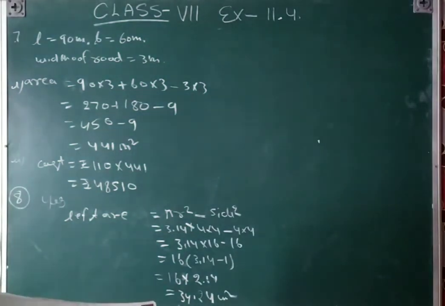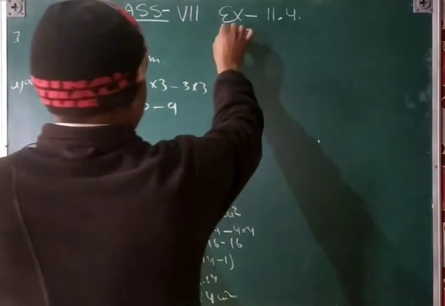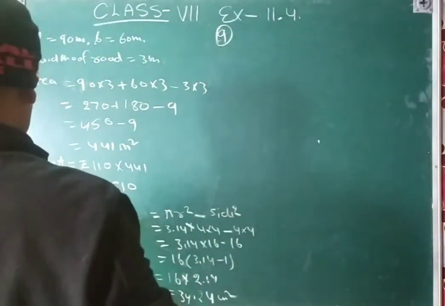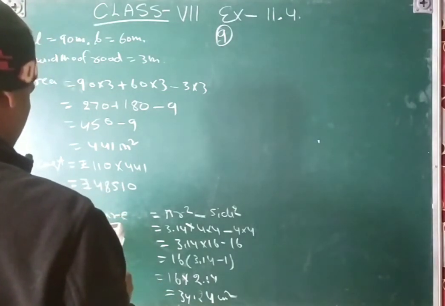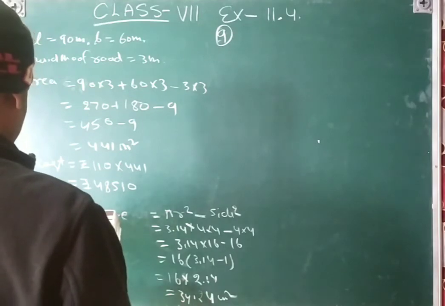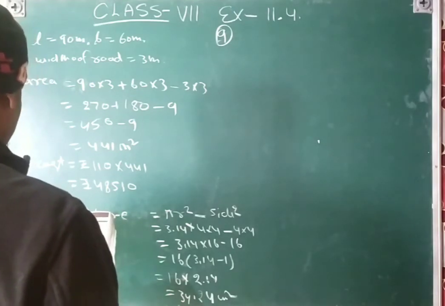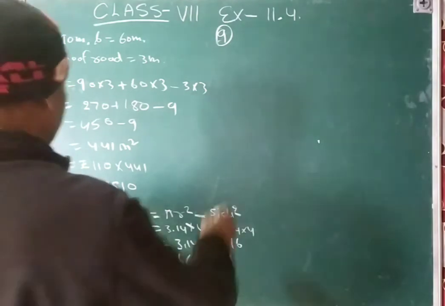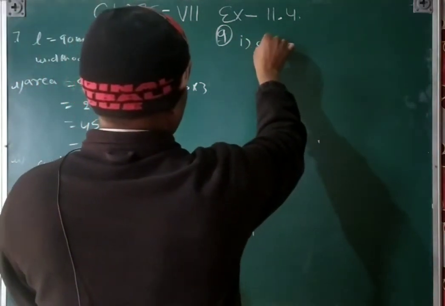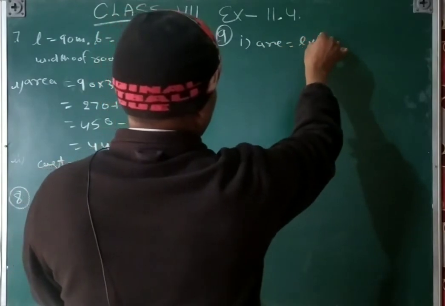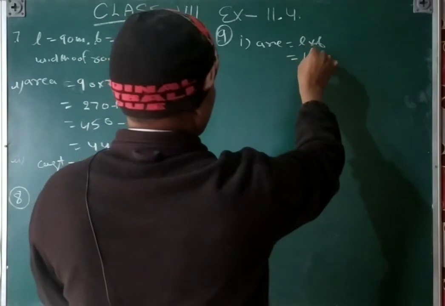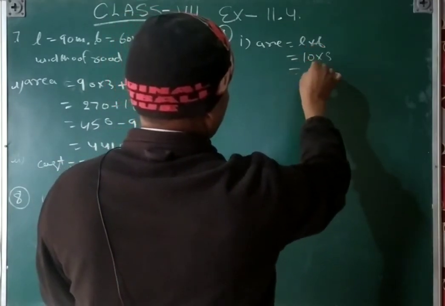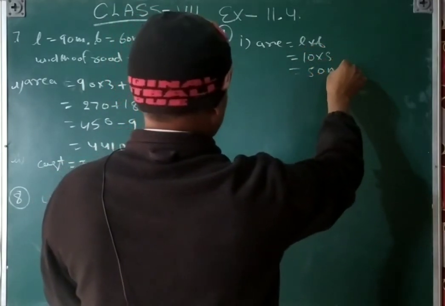And then after that, the ninth question is that the adjoining figure represents a rectangular lawn with a circular flower bed in the middle. In the figure you are looking at here, find the area of the whole land. First, area is equal to L into B. So the whole land area is 10 into 5, that is 50 meter square.